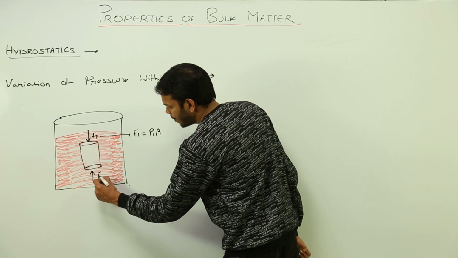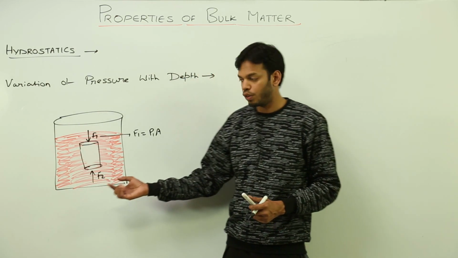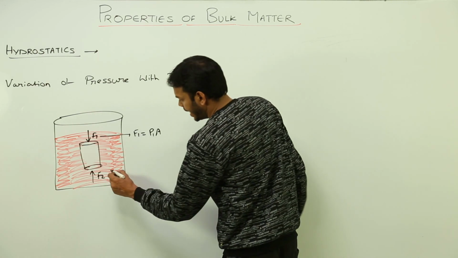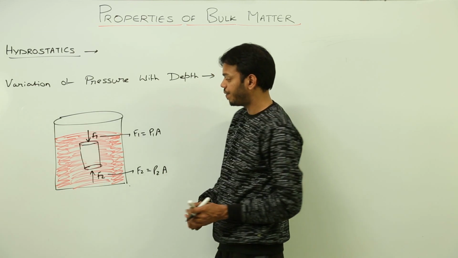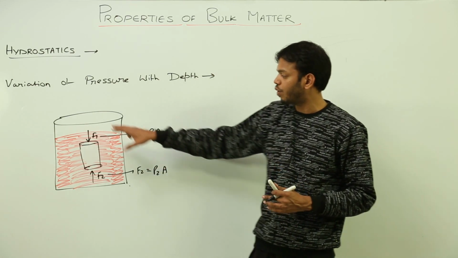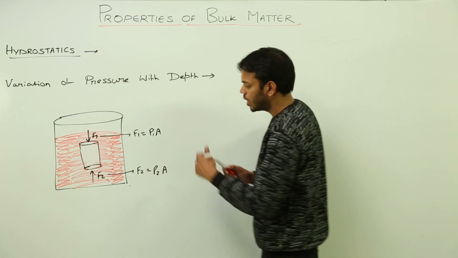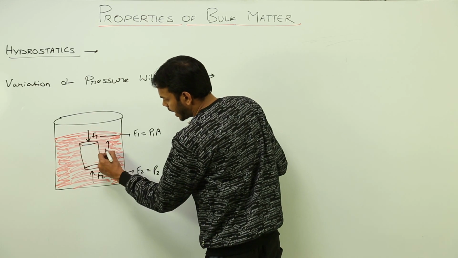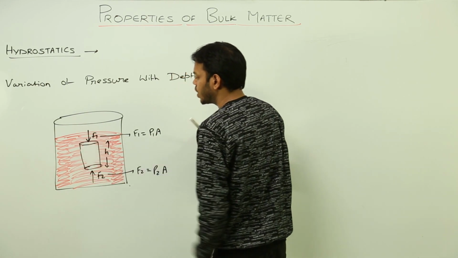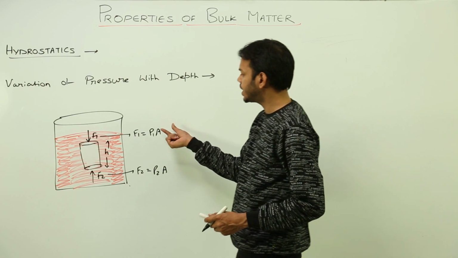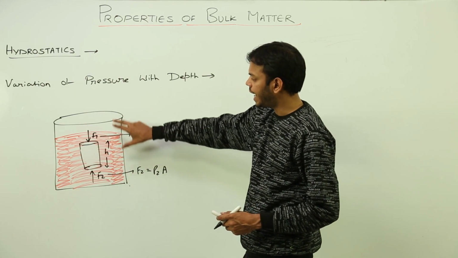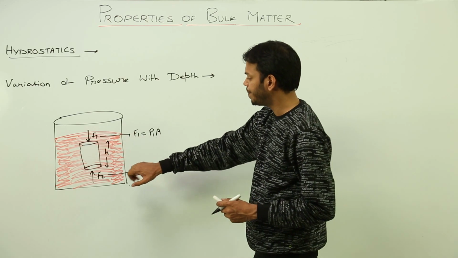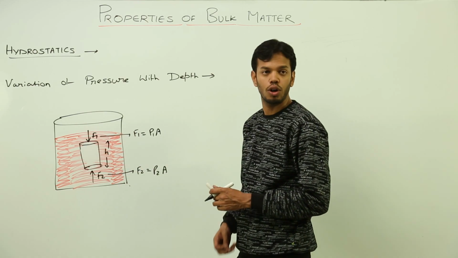The force will be upward on this side, let us say F2. So this is an upward force acting on this surface, and F2 is equal to P2 times A. P1 and P2 might be different for different depths. Let us say this is the height H between these two surfaces. We have considered the cross-section area to be A, the height between the two surfaces to be H, and F1 and F2 the forces acting.